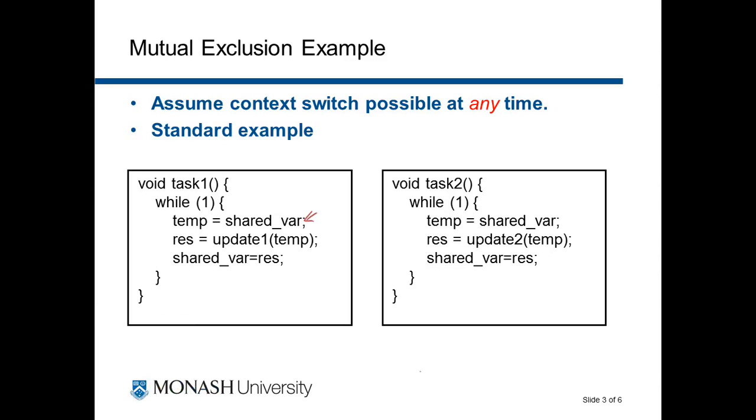What can happen? Well, the first task stores the shared variable to a temporary variable. Then it's going to perform some function which updates this temporary variable, and once it's done this update, it writes it back to memory, to the global variable. Task 2 does exactly the same thing. So, how can I get a problem with this code?